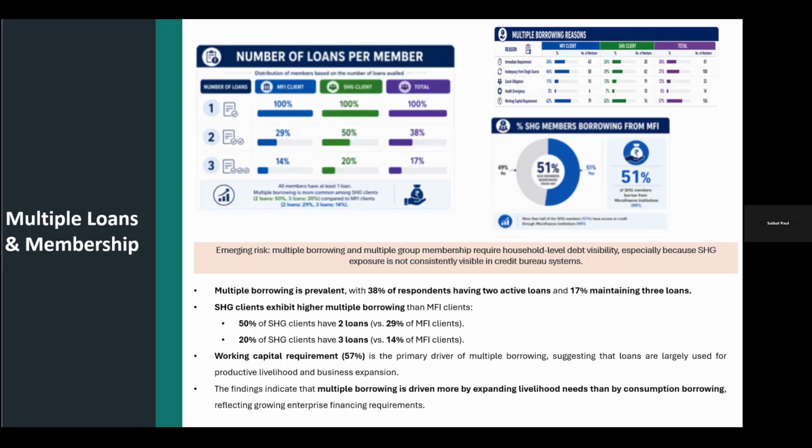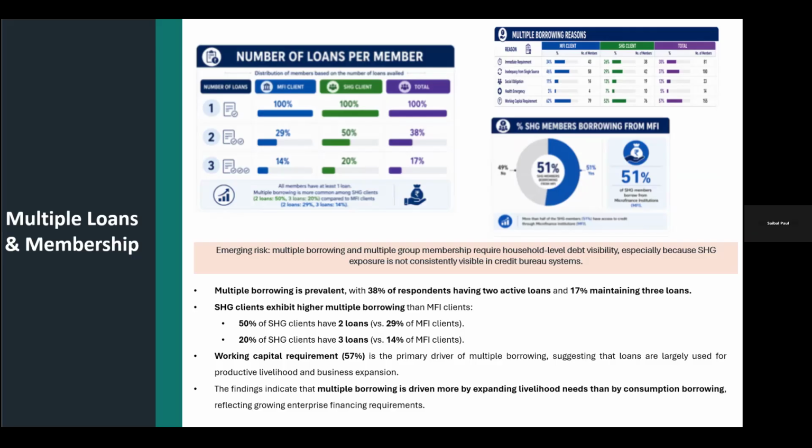One second. So you are telling that 50% of the SHG clients have two loans, meaning one from SHG and another from other sources, largely MFI, or two from SHG only? No, no, no. That's why we have said 51% of the SHGs have borrowed from MFIs. So this we have very clearly mentioned here. Because the loans which we have taken are either from SHG or from MFI. We have taken other loans which are other than microfinance, but their percentage is very small.